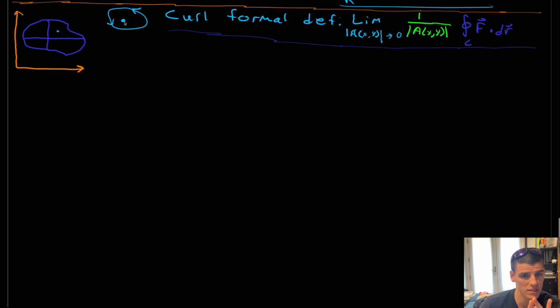Once it gets really, really small, it's a tiny little curve going around that point, and we're taking the average curl, which is just the line integral with the vector field f around that point going counterclockwise. Hopefully that made a little bit of sense to you. I'll leave that up there at the top so we can use it later.